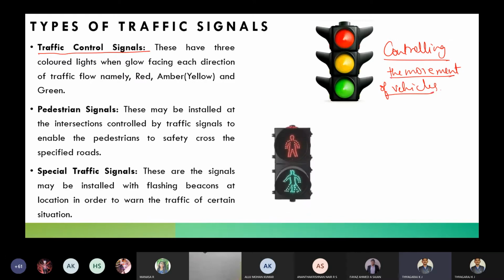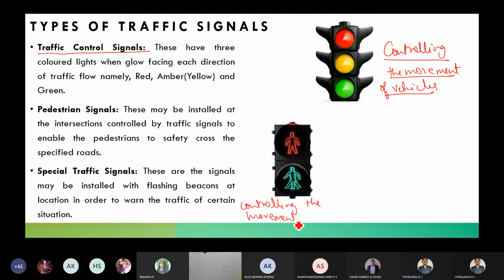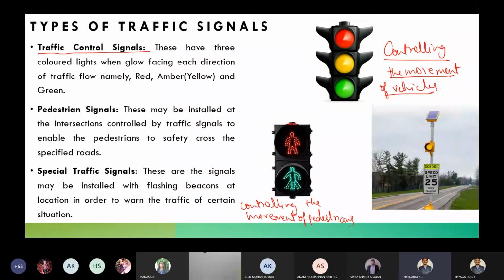Then comes the pedestrian signals. These are the signals which are controlling the movement of pedestrians. So you can observe in the signals, there will be signal indication along the zebra crossing. Along the zebra crossing, you can observe these types of signals which will be controlling the pedestrian movement in the intersection.